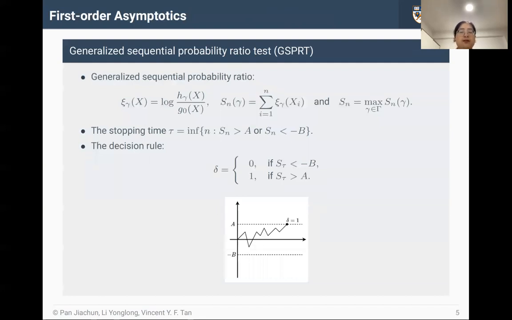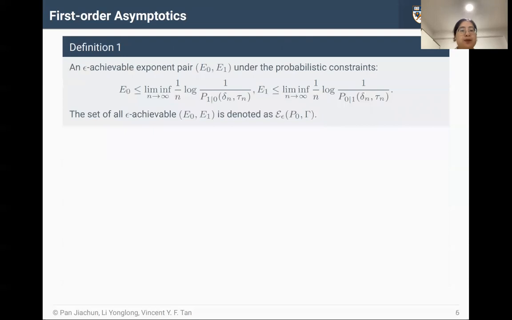Before introducing the first order asymptotics, we first introduce a test, GSPRT. We define the generalized sequential probability ratio Sn as the maximum of sum of log likelihood ratio over the parameter set gamma, and we define its stopping time tau and its decision rule delta. The figure shows the process of GSPRT.